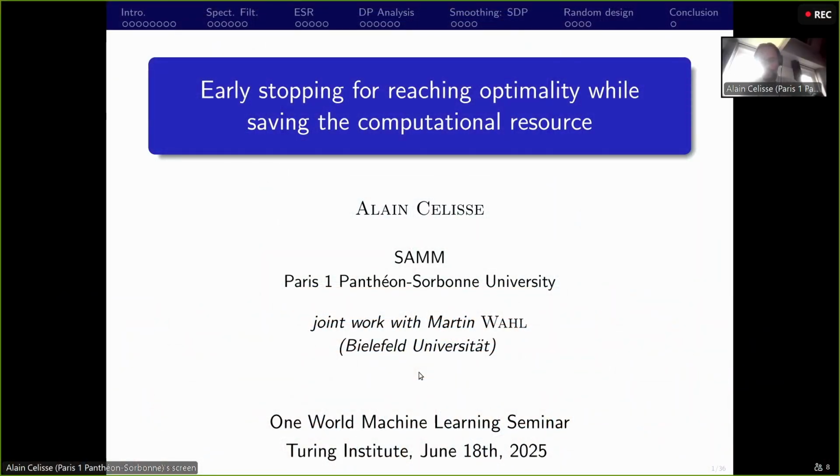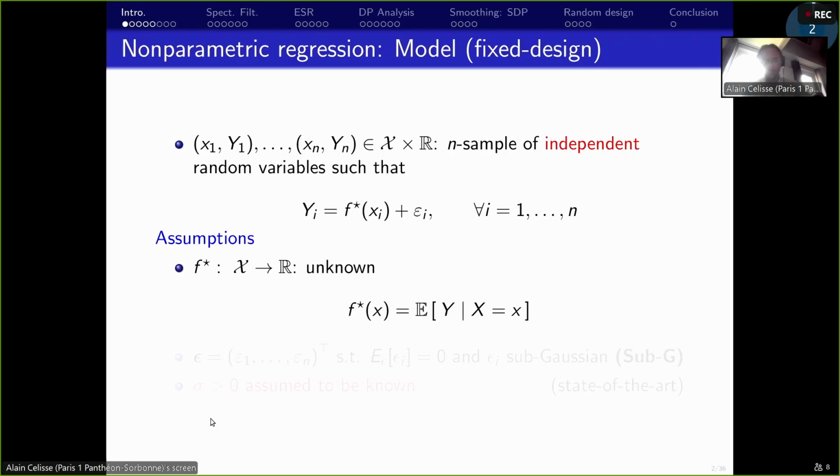When Boumediene asked me to make a talk, I decided to discuss this question about early stopping, because I think it's a nice topic to work on this time. Especially, I will discuss early stopping applied to gradient descent mostly, although what I will say is absolutely not limited to gradient descent. So I will start with a shorter introduction with the statistical framework I will consider.